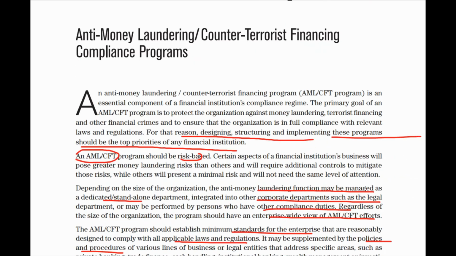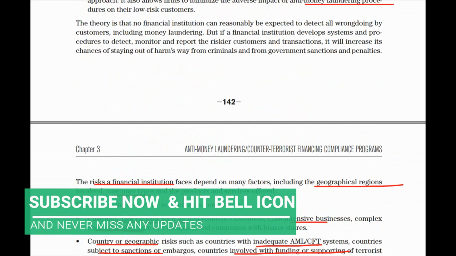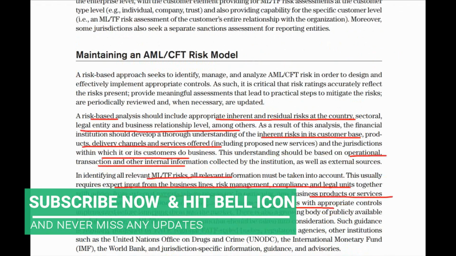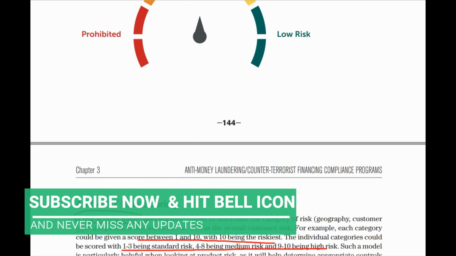That's it for this video. I hope you have found this video useful. In the next video, we'll talk about the summary of chapter 3 of the CAMS study guide, which is a very important chapter because of its length and important content.